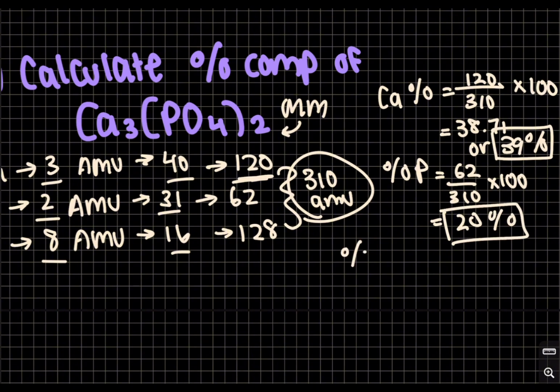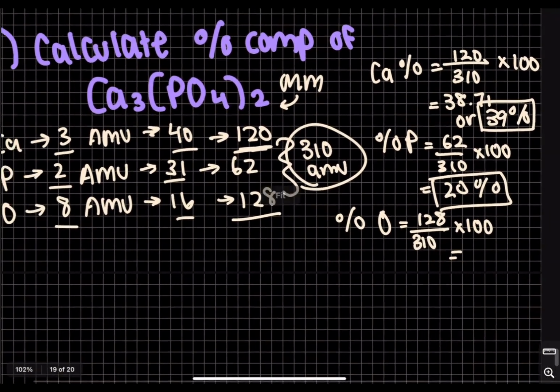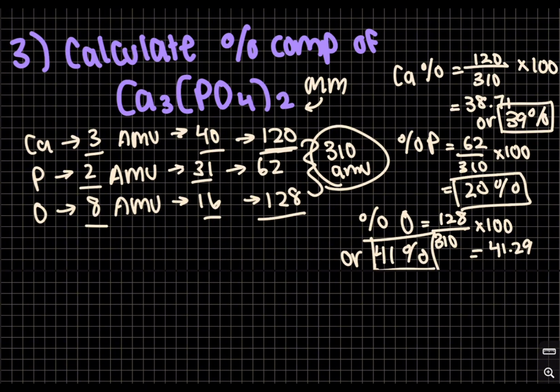And then our last one, which will be the percentage of oxygen. I had 128 as my mass of oxygen over the total mass of the whole compound, which is 310 times 100. And you should get 41.29, or just round down to 41%. These are my final answers. And how do I know this is correct? If 39 plus 20 is 59 plus 41 is 100, my answer is correct.